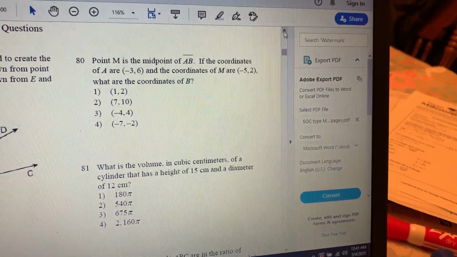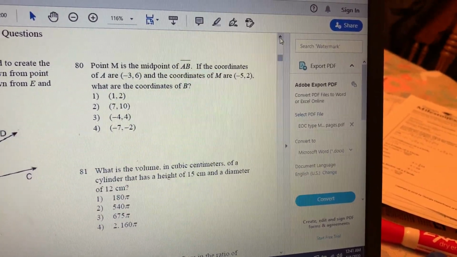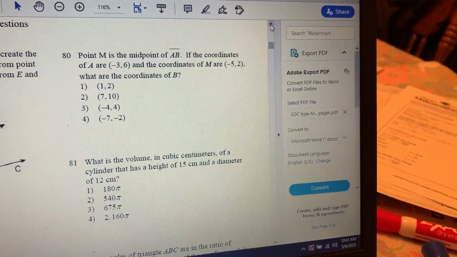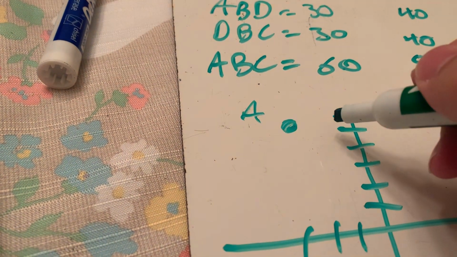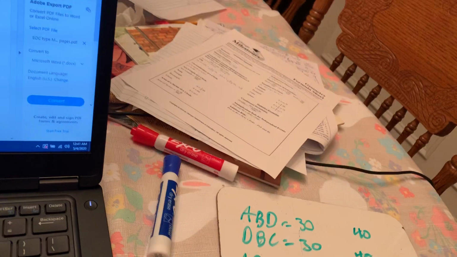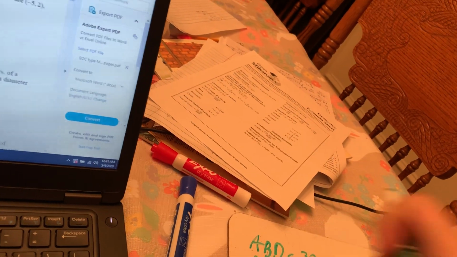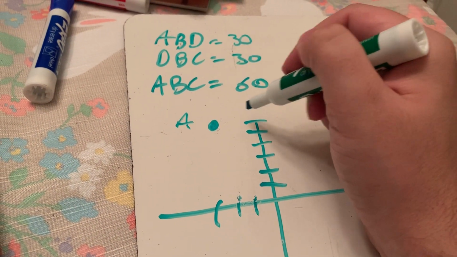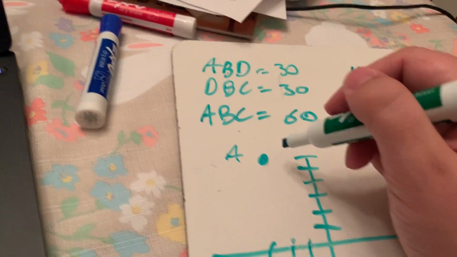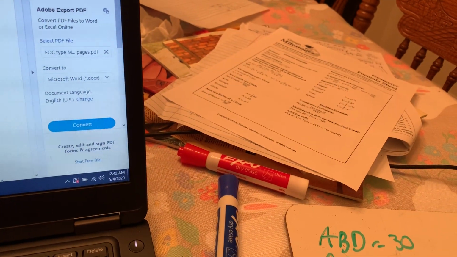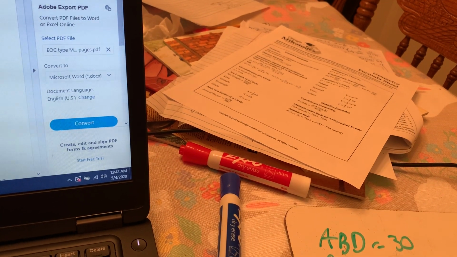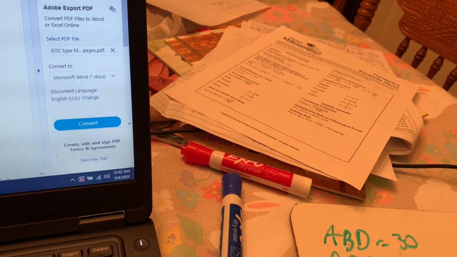All right, I'm going to put A right here, which is -3, 6. I might have made that a little lower than I wanted to, so let me touch that up real quick. There we go. 1, 2, 3, 4, 5, 6, -3, 6. M is -5, 2. 4, 5, 6, 7. So M is -5, 2.